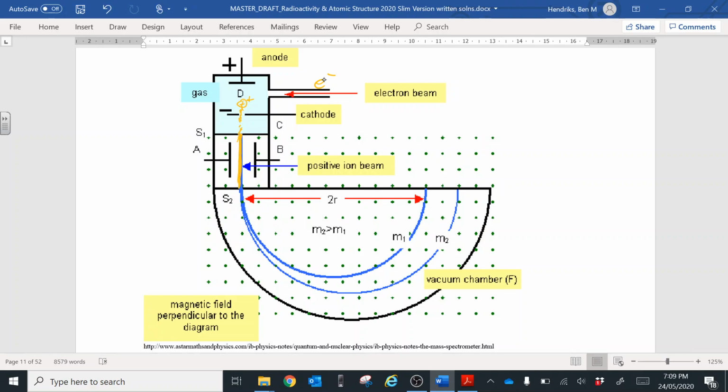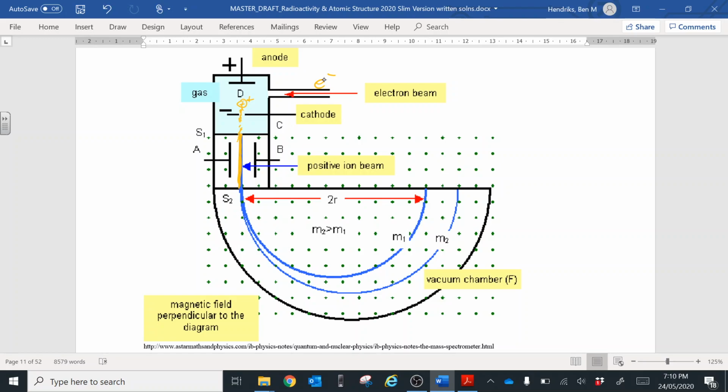Okay, so what these green dots signify here, and you can see they're positive, they're plus, is actually a magnetic field. And what happens to an ion in a magnetic field is it curves. An ion will interact with a magnetic field.